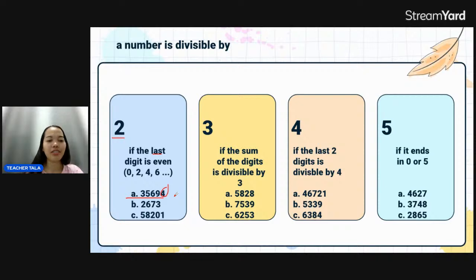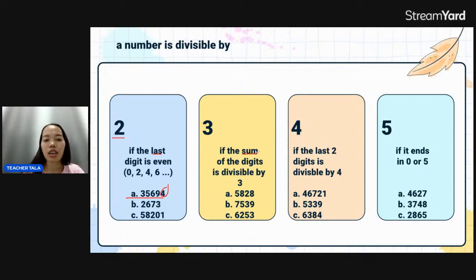So, ganon. Diba? So, very easy lang. So, you just have to memorize the rules. It's just so easy. So, sa 2, even number. The last digit is even. Next number, next the second prime number from 2. So that is 3. A number is divisible by 3 if the sum of the digits is divisible by 3.